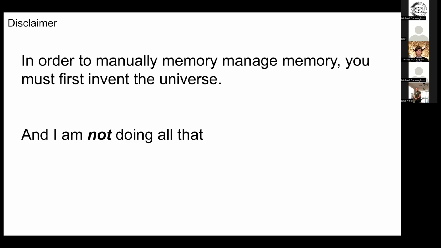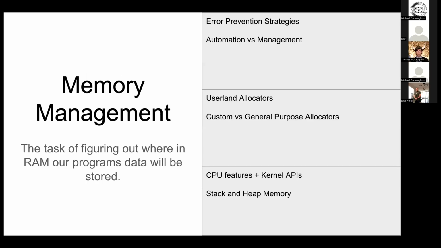Here are the 3 levels. We're going to go through 3 levels of memory management, and we're going to see how they build on each other, fixing each other's problems. Starting out, we're going to talk about CPU features and kernel APIs. This is going to be our stack and our heap memory. These are our 2 options at that level. But stack and heap memory alone are kind of incomplete, so we have to build these layers on top of it to make it more useful.